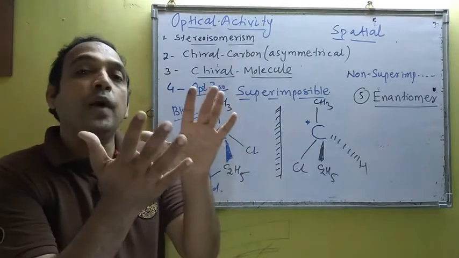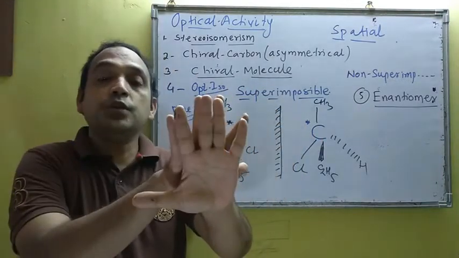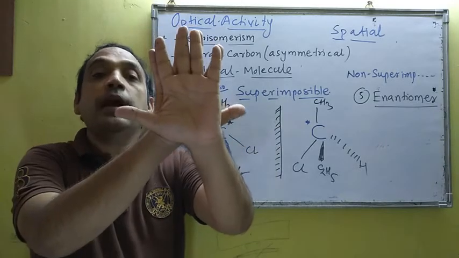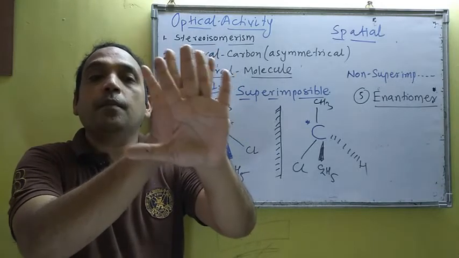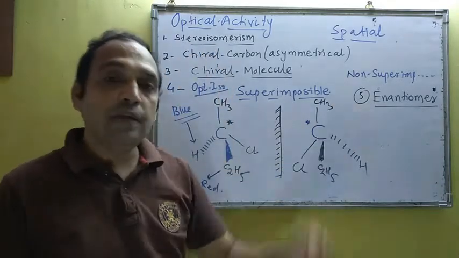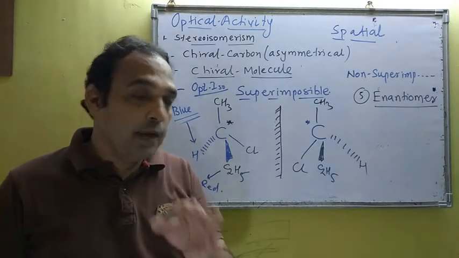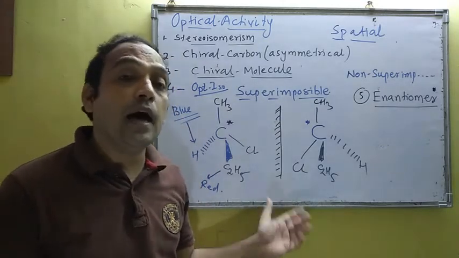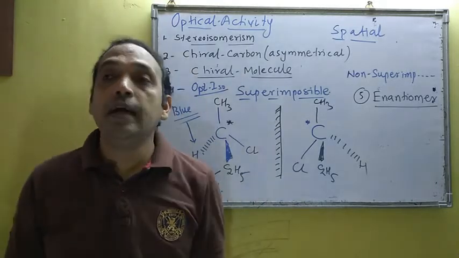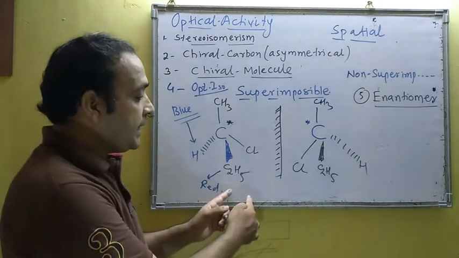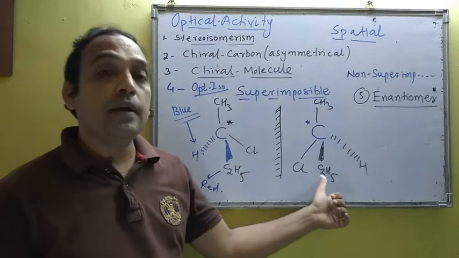Non-superimposable, like my two hands are the best example of enantiomer. See, is this superimposable or non-superimposable? Exactly the same, but the objects are going to the opposite side, like my thumb, like my finger. It is the example of enantiomer. So what are enantiomers? The optical isomerism in which object and mirror image are non-superimposable to each other is called enantiomer. The best example is 2-chlorobutane. This is the object, and this one is your mirror image.